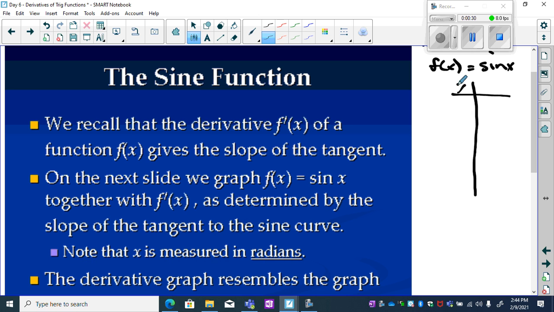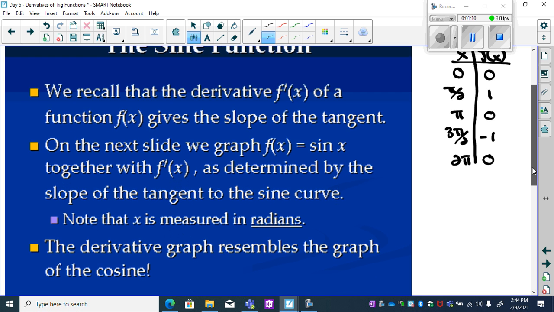Okay, I have my x values and my f of x values. Down here, my x values will be measured in radians. So I'll go with 0 radians, pi over 2 radians, 1 pi radian, 3 pi over 2, and 2 pi. The sine of 0 is 0. The sine of pi over 2 is 1. The sine of pi is 0. The sine of 3 pi over 2 is -1. And the sine of 2 pi is 0.